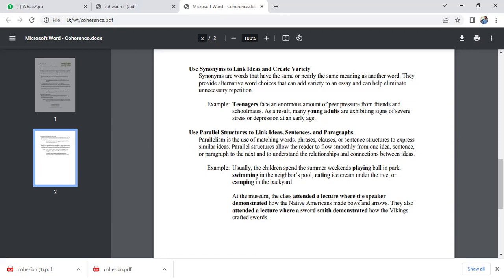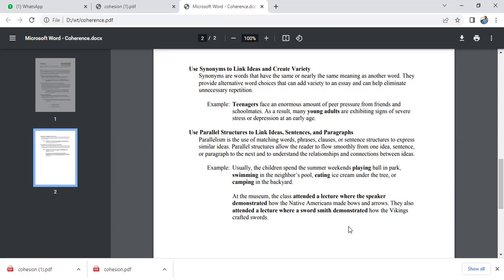Remember, if I change the structure, like over here, the class attended a lecture where the speaker demonstrating, or demonstrates, the reader will get confused about when this meeting or seminar happened or occurred. So the confusion will be there. In order to eradicate this confusion, we use parallel structures: attended, demonstrated, attended, again and again.